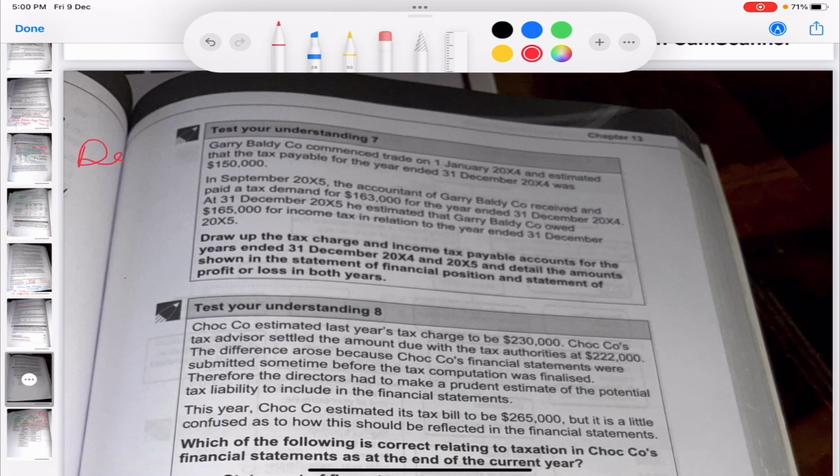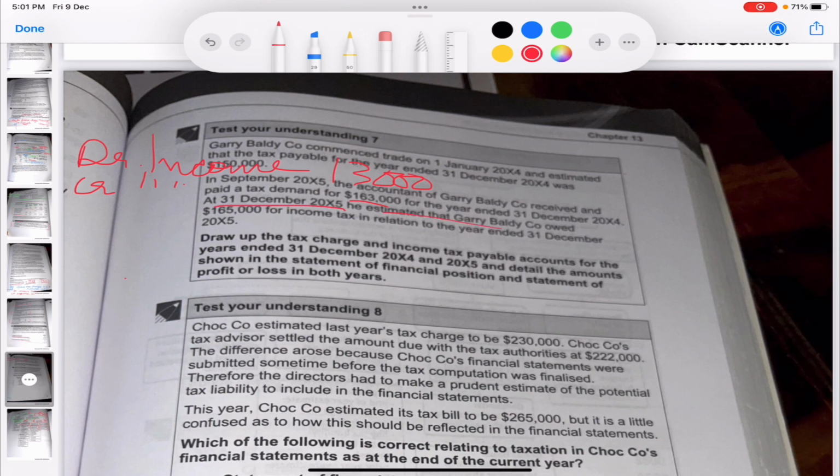You are going to debit the income tax charges and credit the income tax liability by the under provided value, which is 13,000. 150,000 minus 163,000, which would be 13,000. I'm just discussing these questions. I'm not going to solve them because you can do it by yourself. Okay, next. So you know what to do. Just do the entry again with the excess money which you need to again charge.